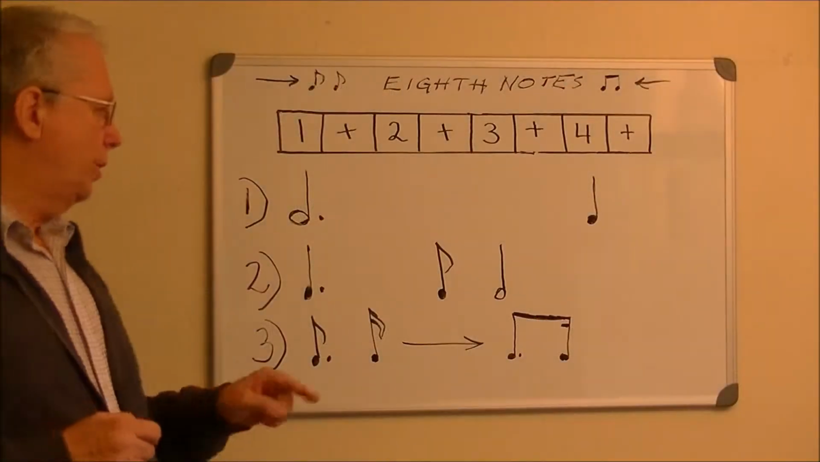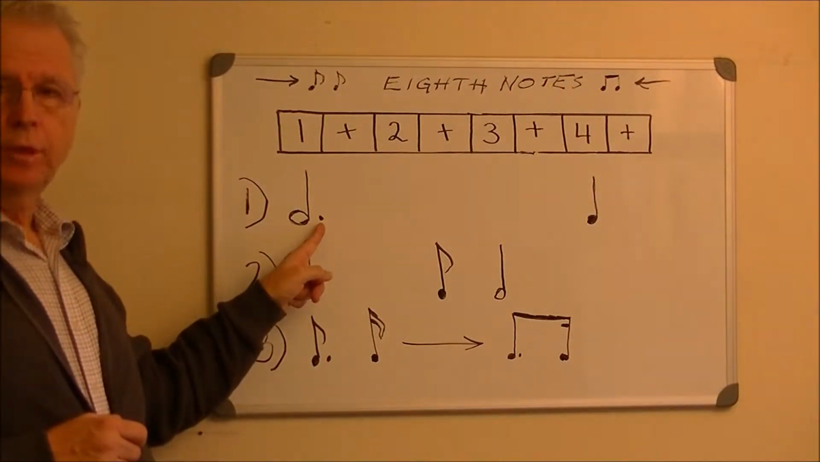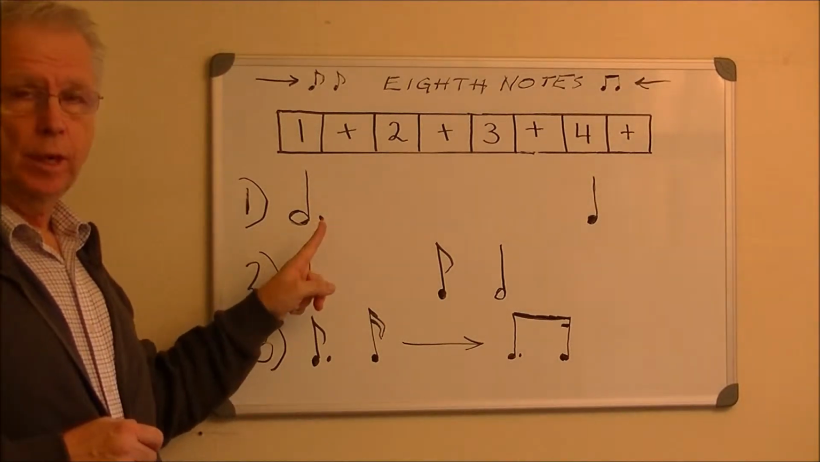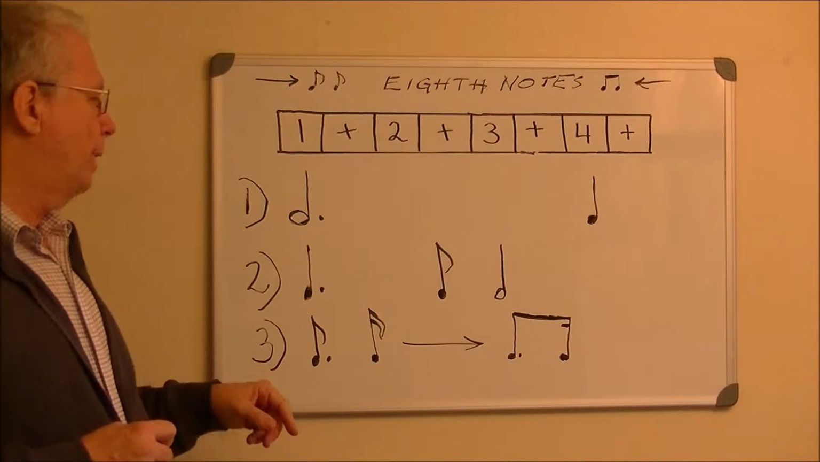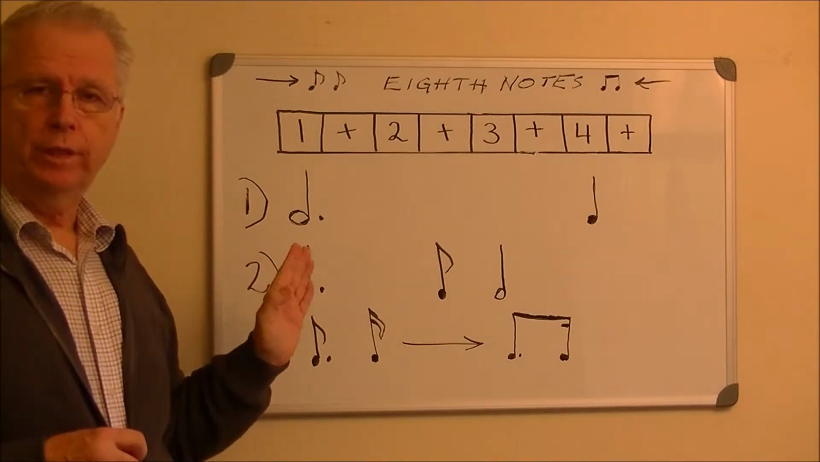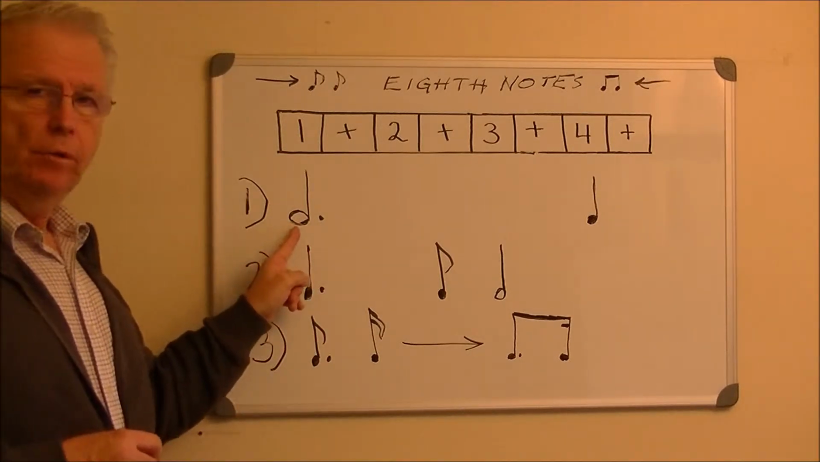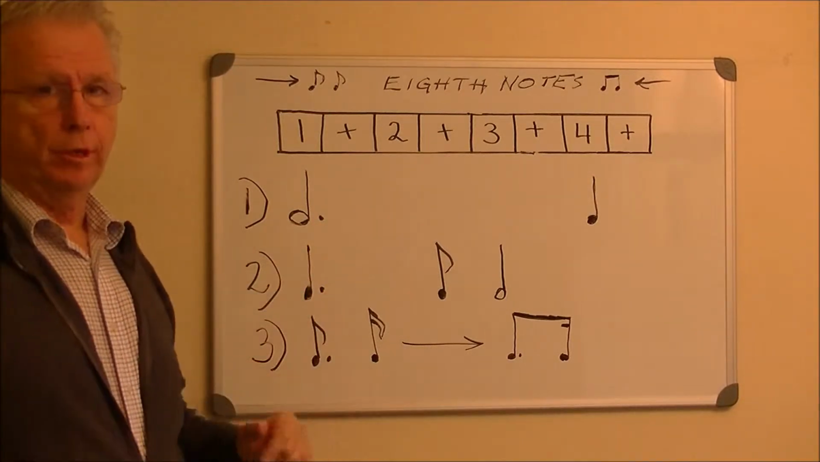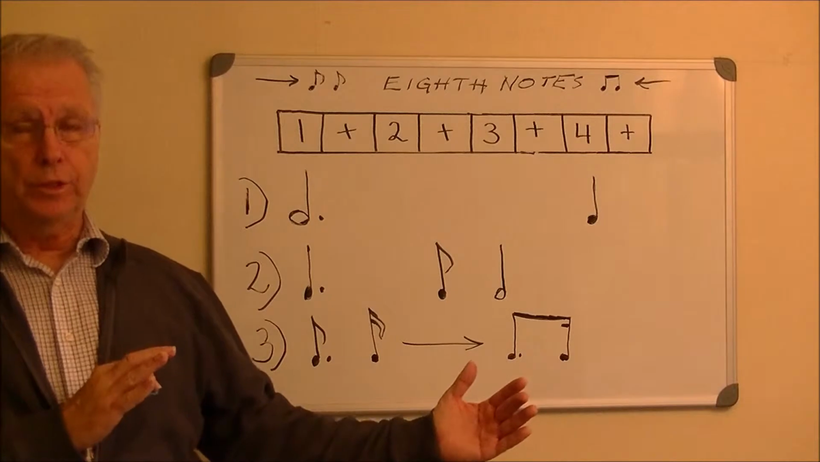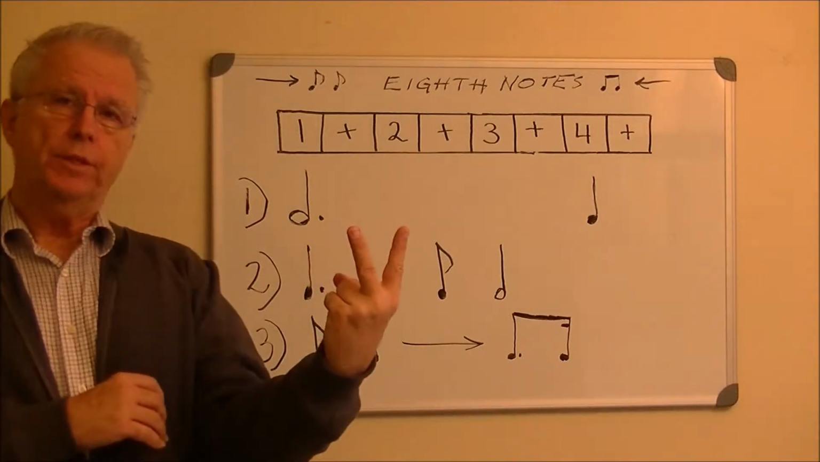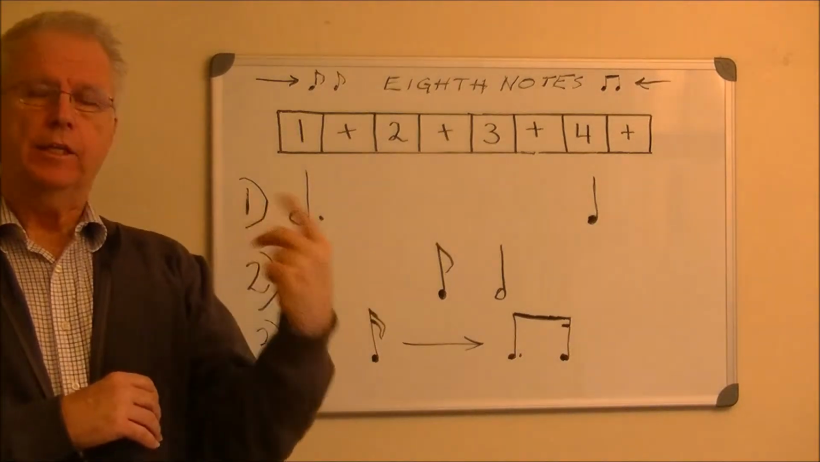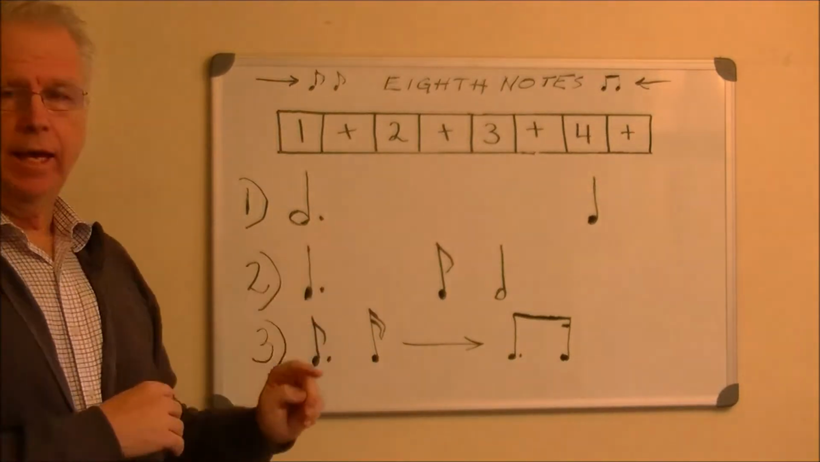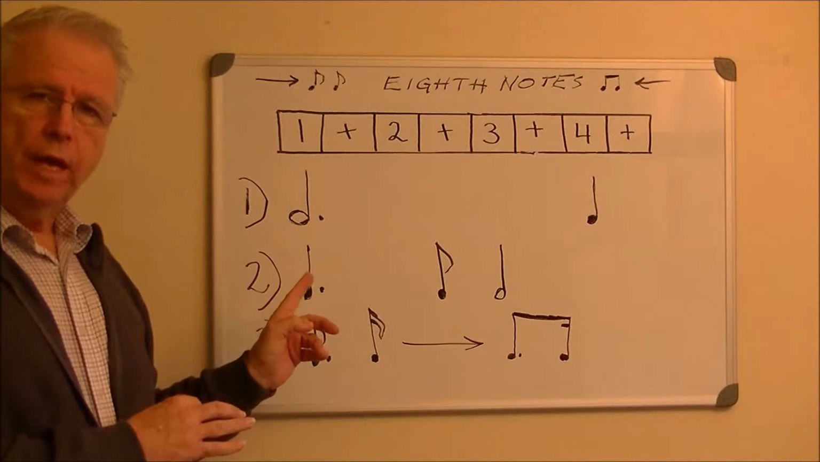A dot, which is placed right after a note, extends the value of that note by half of whatever it is. So a half note with a dot after it has an extra quarter note added to it. Half of a half note is a quarter note, right? There are 2 beats inside of a half note. Each of those beats is a quarter note. And the dot then is going to add half of the value of the half note, which is a quarter note.